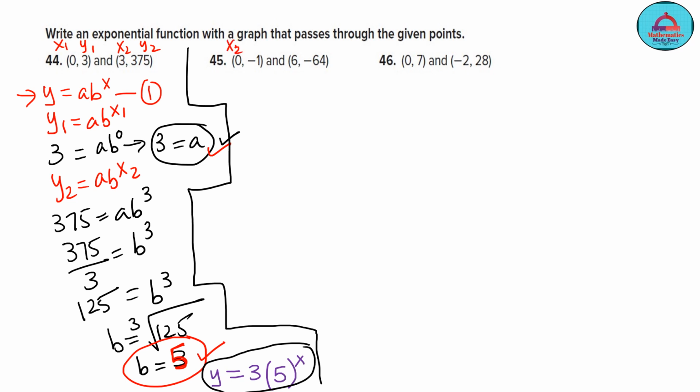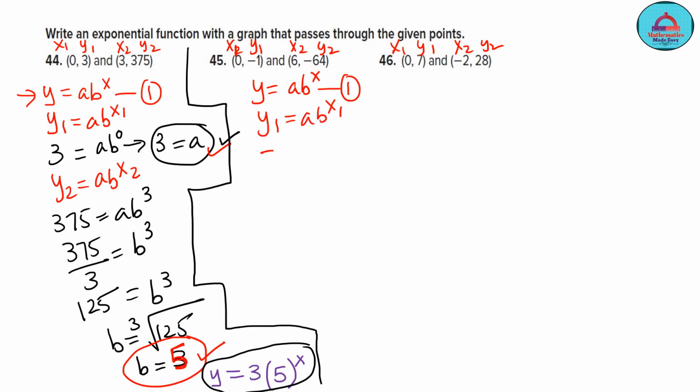So this is x1, y1, x2, y2. Now I'm taking it in this order, but even if you interchange, it won't create any difference. Similarly here, x1, y1, x2, y2. Let's follow exactly the same method. I will begin with the equation for the exponential function, mark it as 1, and then plug in x1, y1 to get the second equation.